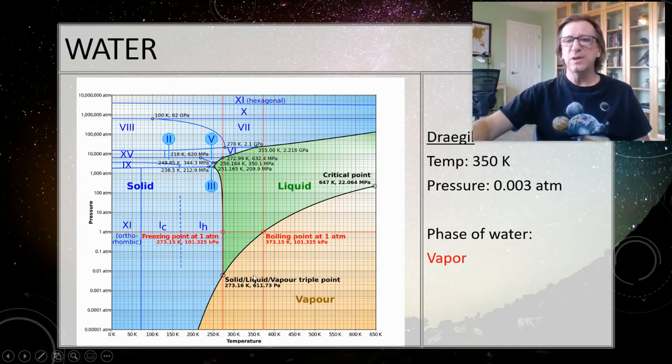Vapor. So even though the temperature is the same between these two planets, the atmospheric pressure is so low on Dragel that it's going to become a vapor rather than liquid. All right, let's do the last one.